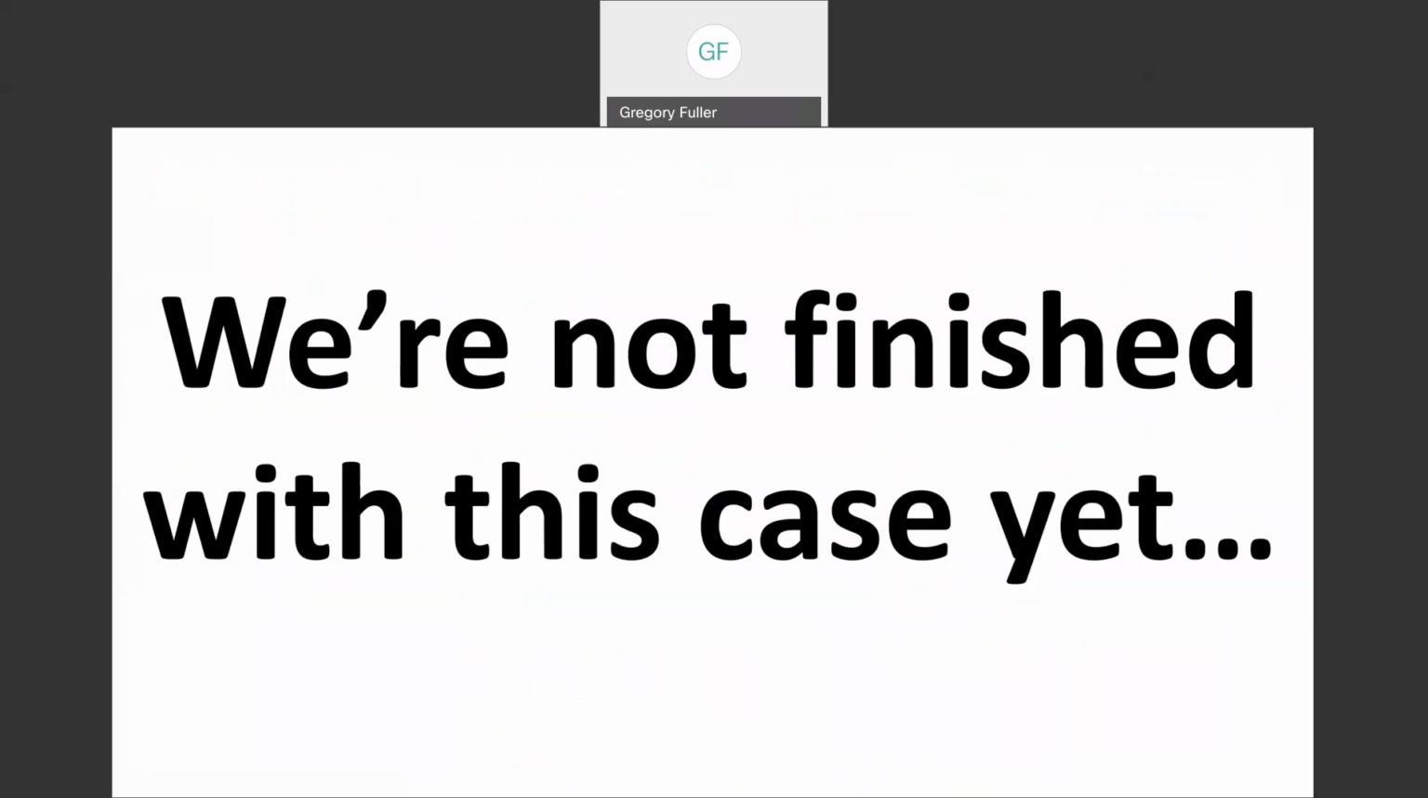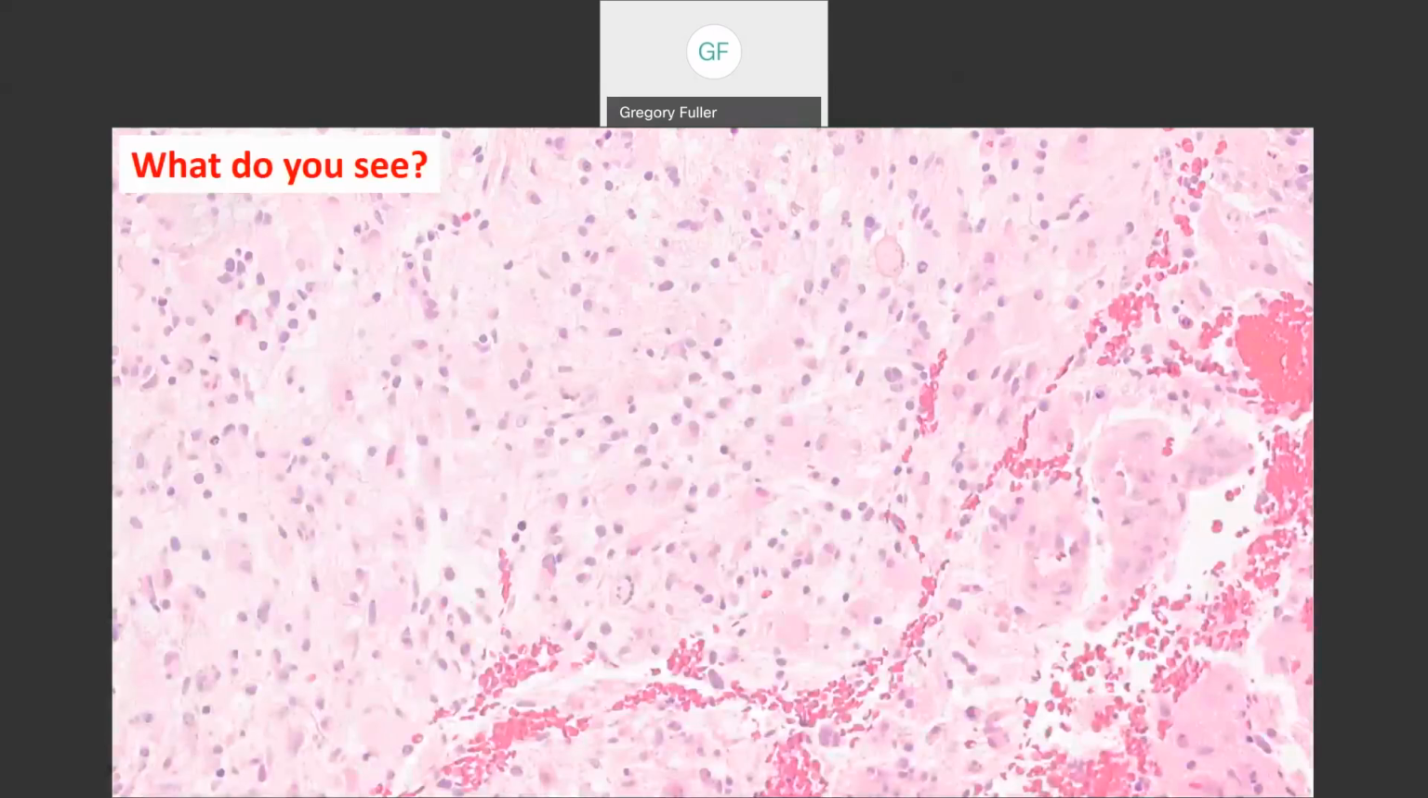Okay, we're not finished with the case yet. Give me 2 minutes and I'm done. The point here was that was not the only interesting thing in this case, believe it or not. All right, look at this. This is another high power H&E. What do you see? In the interest of time, I'm going to give you about 10 seconds. Look at it. What additional features that we have not talked about do you see?